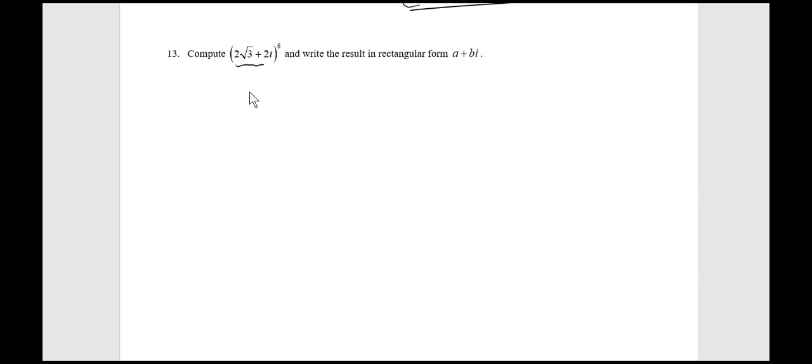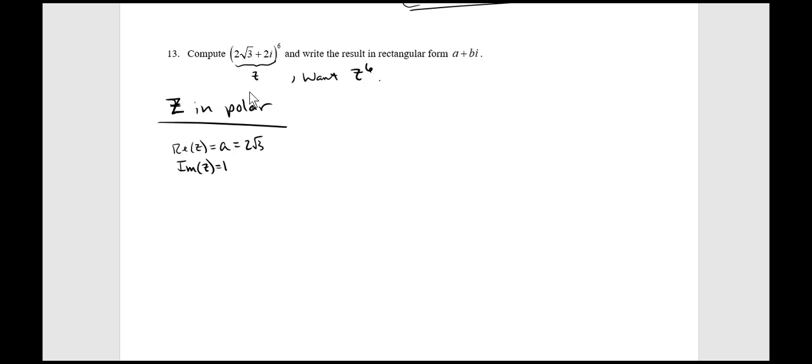Let's call this number inside z. So we want to know what z to the sixth is. But first, let's figure out how to express z in polar. Well, let's see. We've got the real part of z, which is like our a value. That's 2 root 3. The imaginary part, which is like our b value, that's 2. So right away we can get the modulus of z.